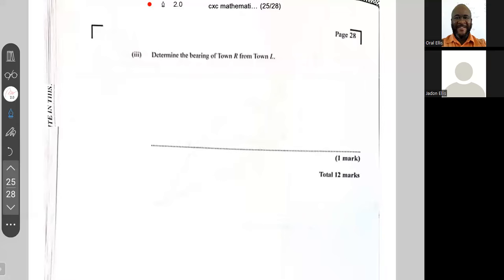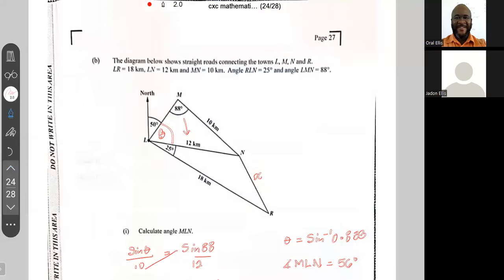Lastly, we're asked to determine the bearing of town R from town L. We need the bearing of town R from town L. Now, I'm taking the bearing from town L. So at town L, I have a north-south, east-west line. Bearing is measured clockwise from north. So I'm going to start from north and come around with my arc to the line that connects R and L. So that entire angle represents the bearing of R from L.